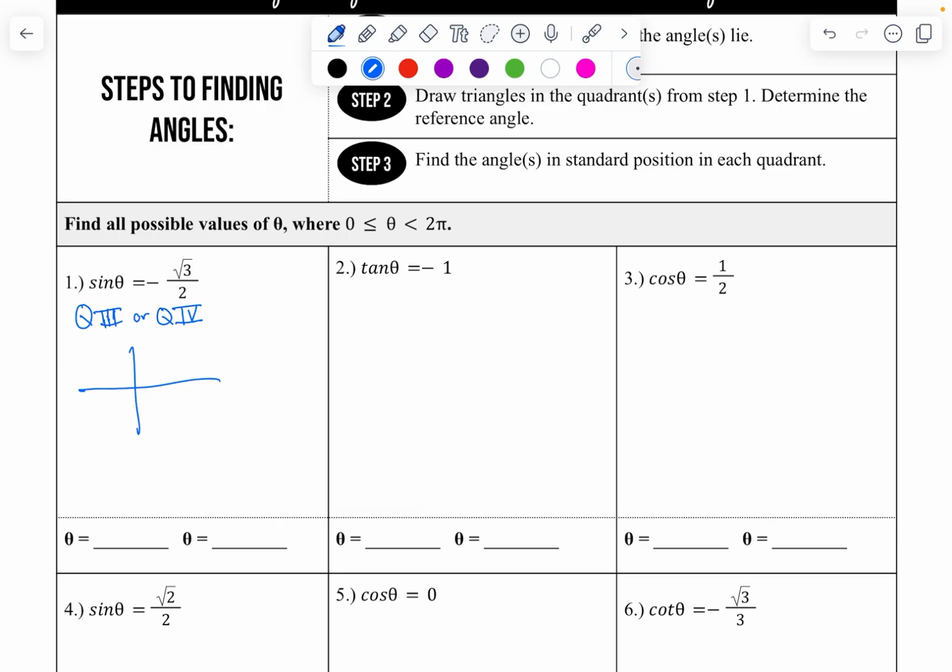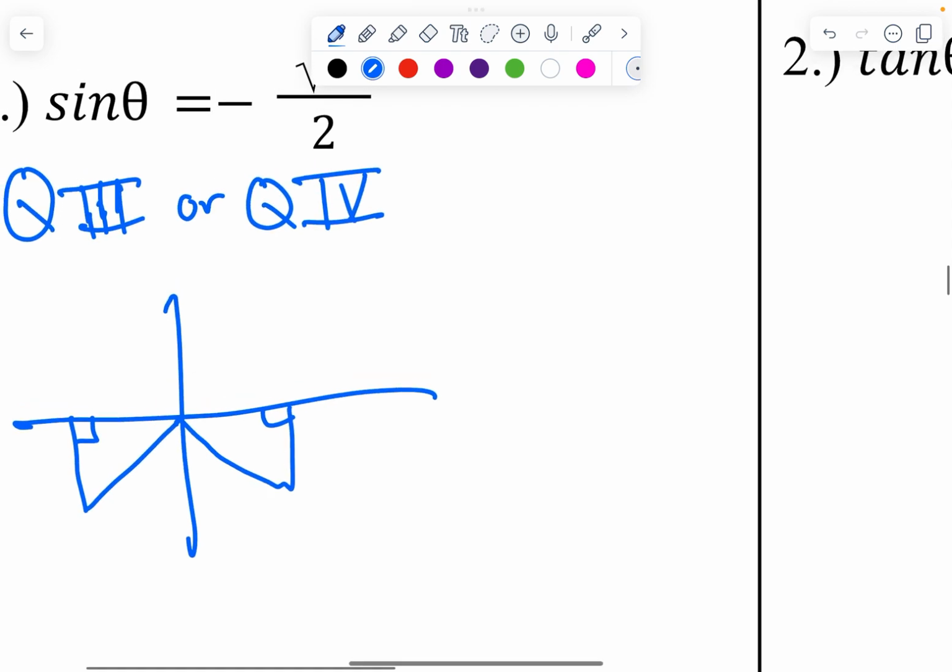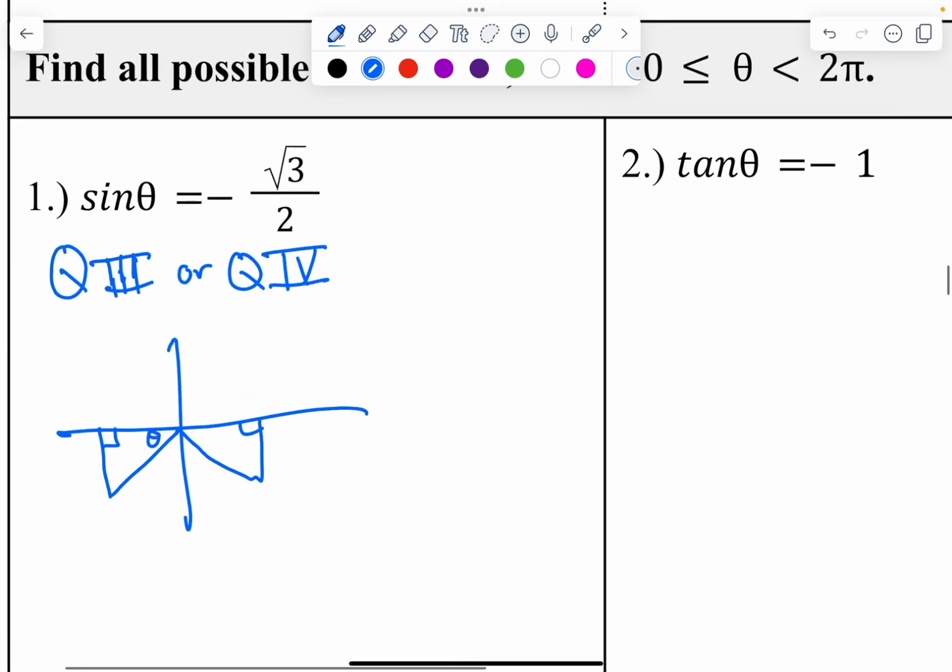And if we have square root of 3 over 2, that tells me it's a 30, 60, 90 degree triangle. So I'm going to draw my triangle. If this is theta, sine is opposite over the hypotenuse. So negative square root of 3 over 2, and here would be negative 1, or over here we'd have 1, square root of negative 3 and 2, and here would be theta.